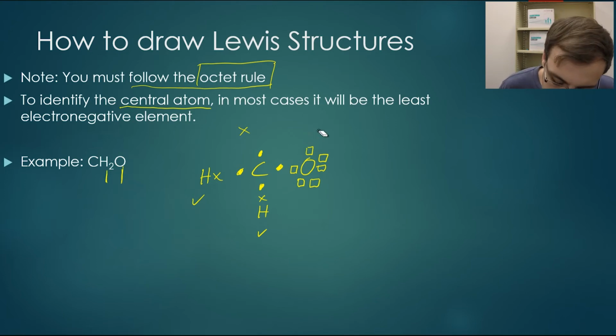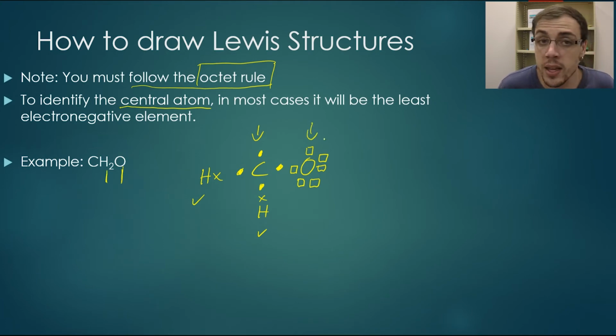So what we can do is, if we look here, we can see that we have an electron over here, just chilling, not doing anything. And we also have a spare electron over here, just chilling and doing nothing.